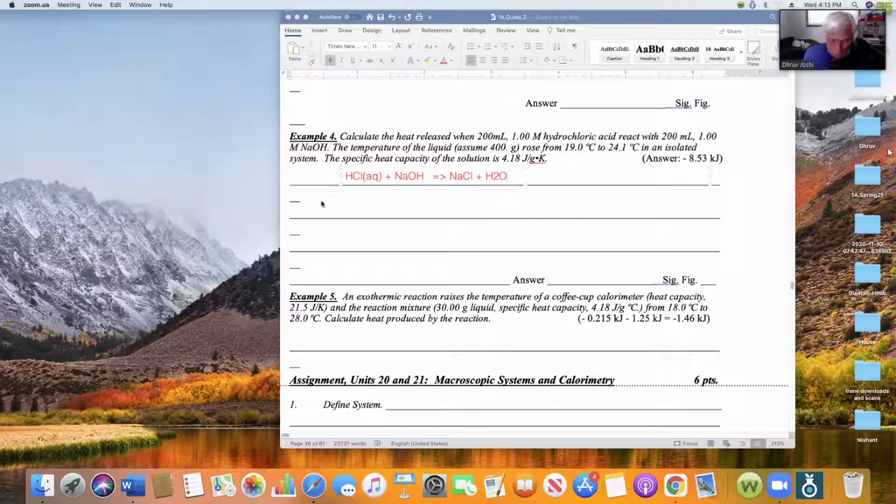And Q is the next thing. So we're going to say negative Q, of course, because it's an exothermic reaction. This equation represents the system for us, a chemical system. And the system gave heat away. Things got hotter. This is an exothermic system. Therefore, it released energy into the surroundings in the form of heat. So the Q is going away from the system, and therefore we call it negative Q.